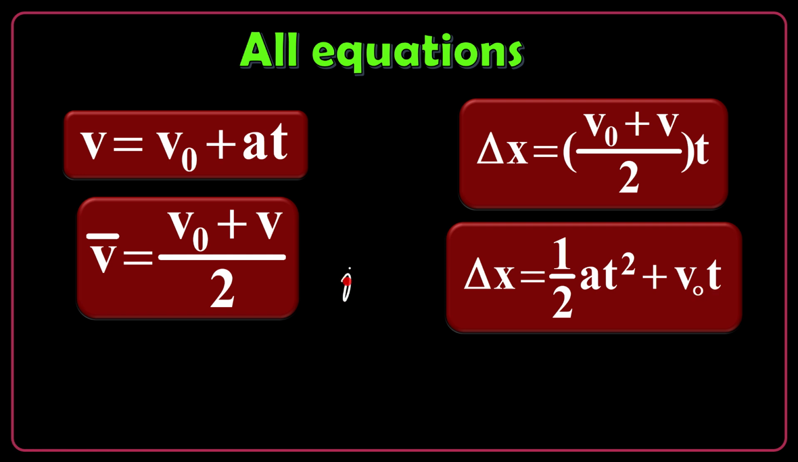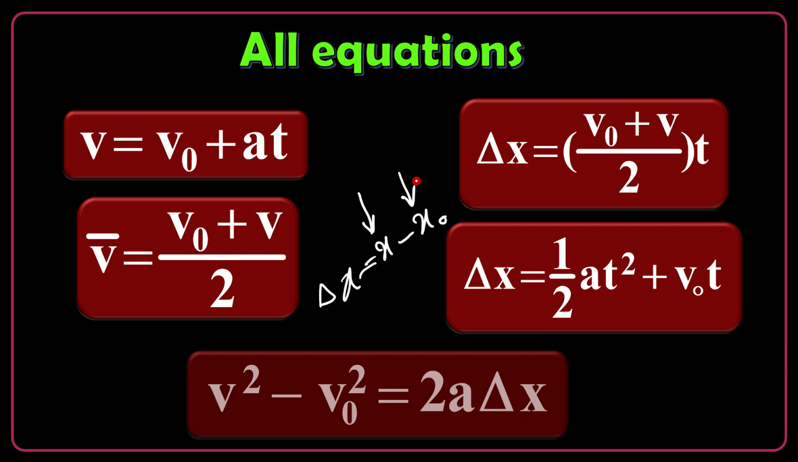And then I remind you again, delta x is x minus x naught. x is the final and x naught is the initial position. Finally, the time-independent equation, in which you don't see any time. Okay, I will have some problem solutions now, and all the problems are going to be solved based on two approaches. First, the graph, and second, the equations. Which one you prefer is up to you.